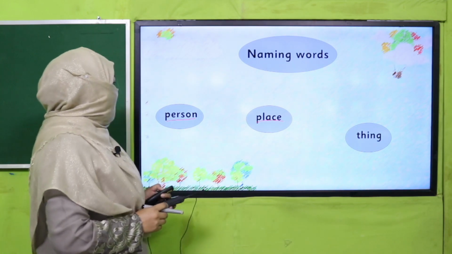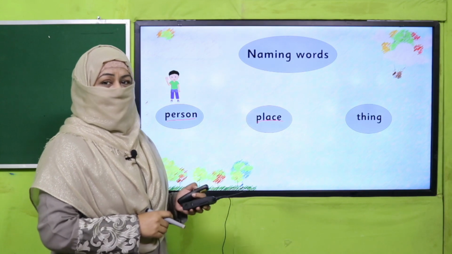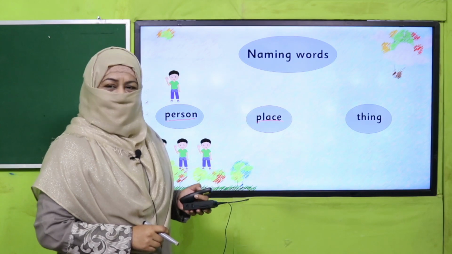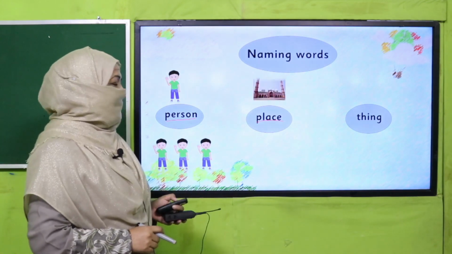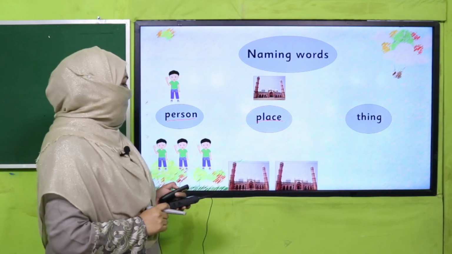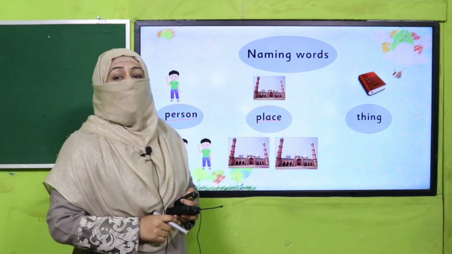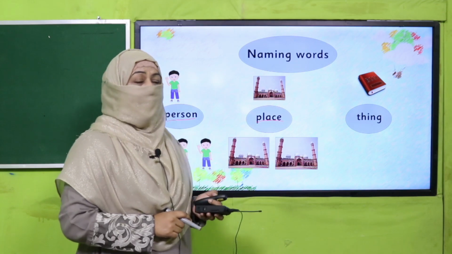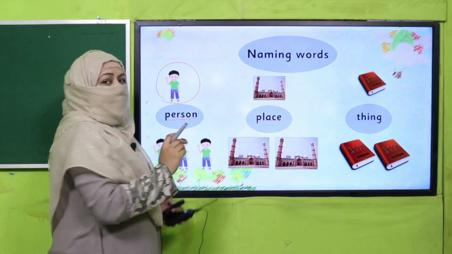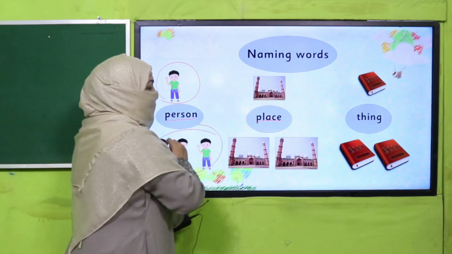If this naming word refers to one person, it is called singular naming word. And if it is more than one, what do we call it? Plural naming word. Very good. Likewise, for place, if it is for singular, for one place, it is singular naming word. And if it is more than one, it's plural naming word. And if it is for one thing, it's singular naming word. And for more than one, it's plural naming word. This is how, by looking at the things, we can find if it is one, it is singular. If it is more than one, it's plural.